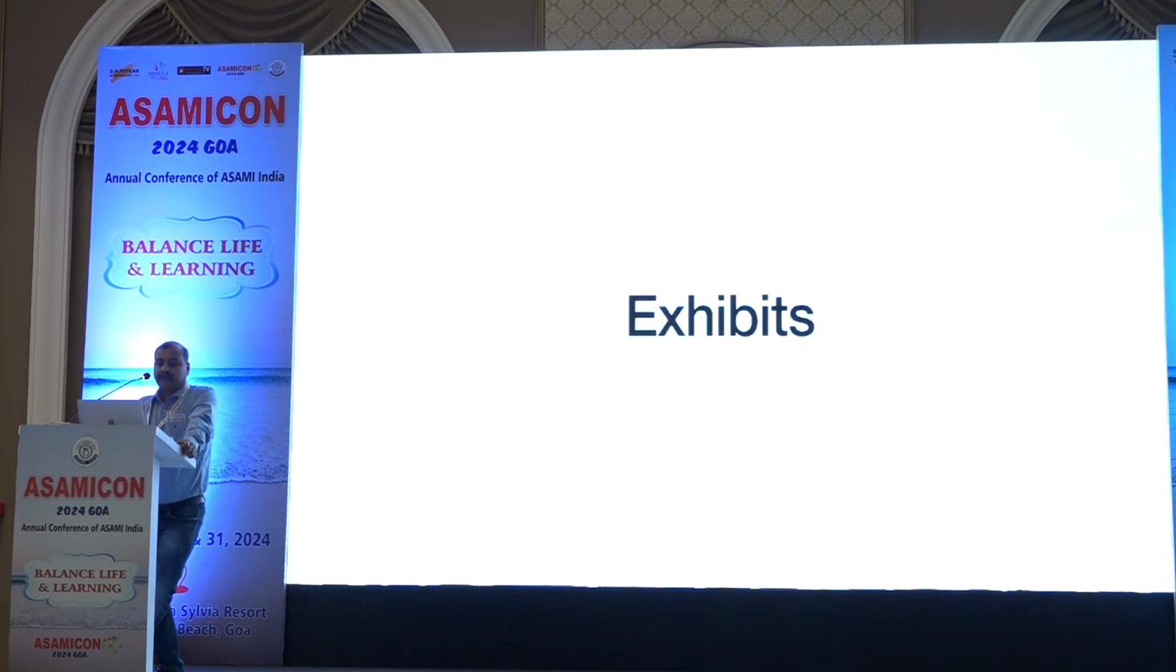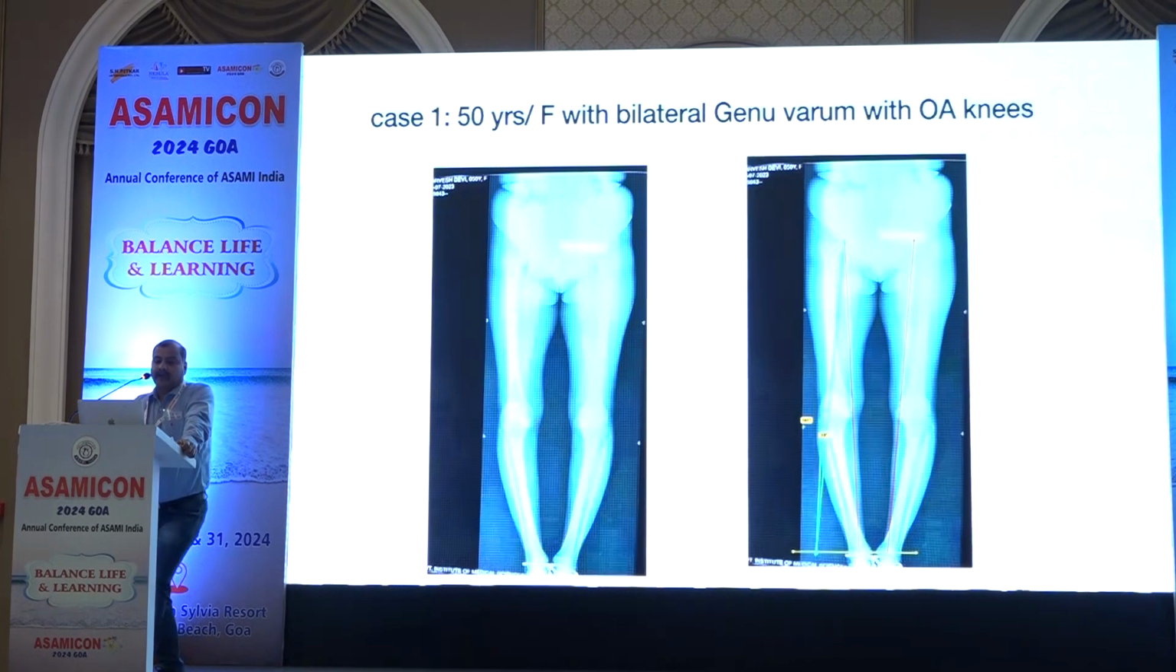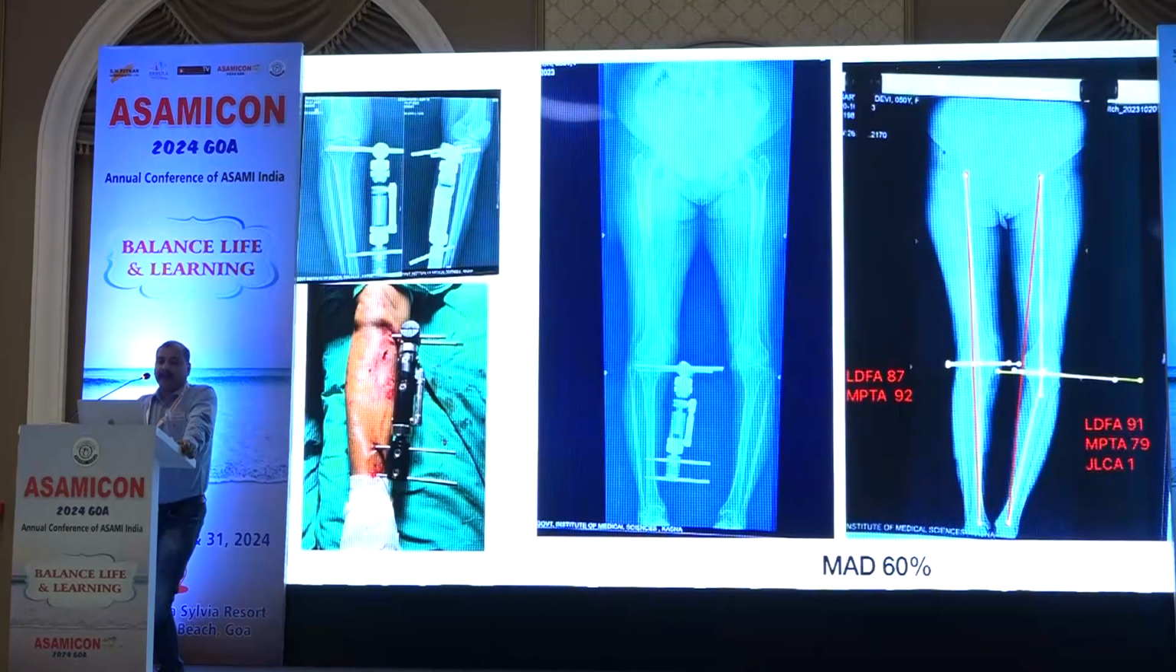A few examples. A 50-year-old female with bilateral genu varum; the malalignment test showed deformity primarily in the tibia. We chose an Orthofix fixator for correction, and this is the deformity corrected at around 15 to 16 days. We kept the fixator for 2.5 months and then removed it.